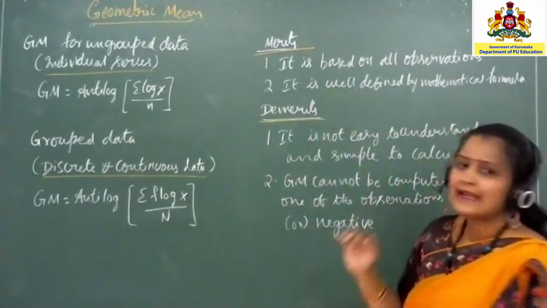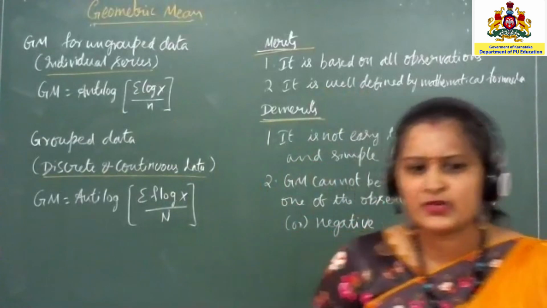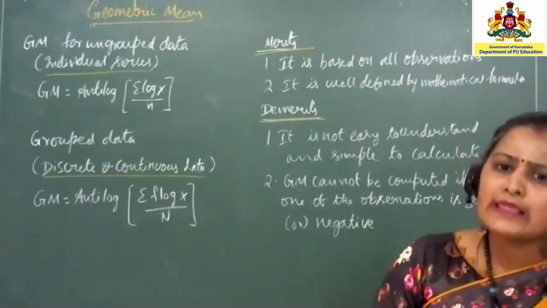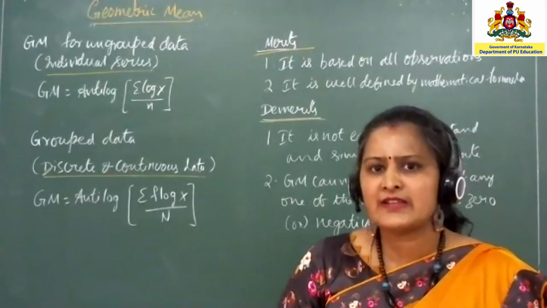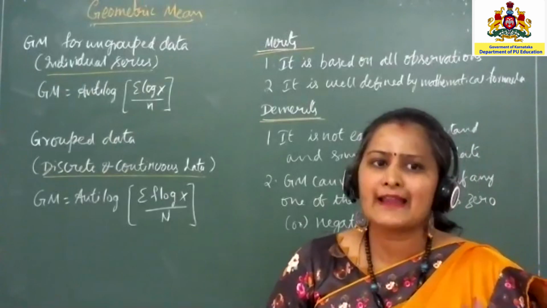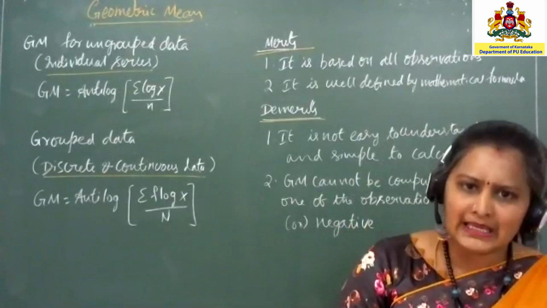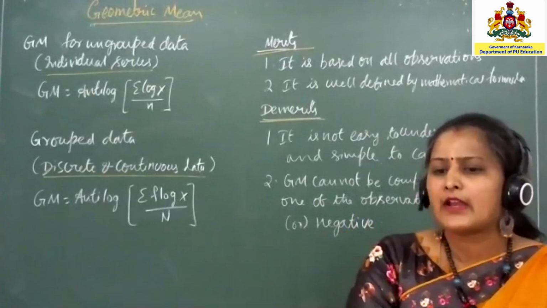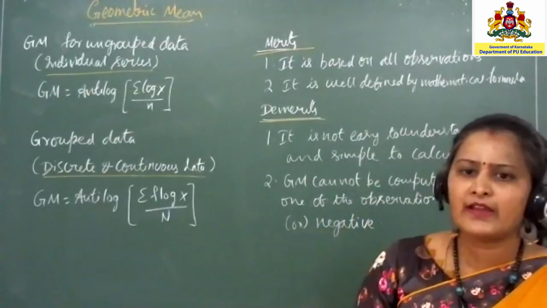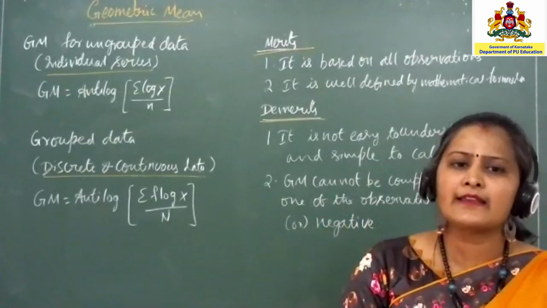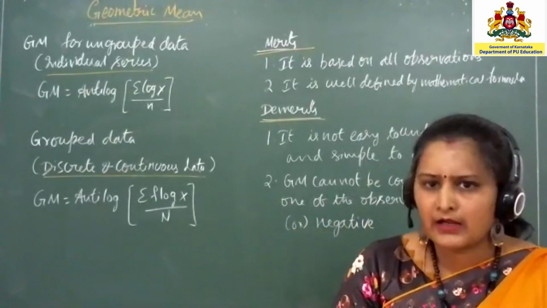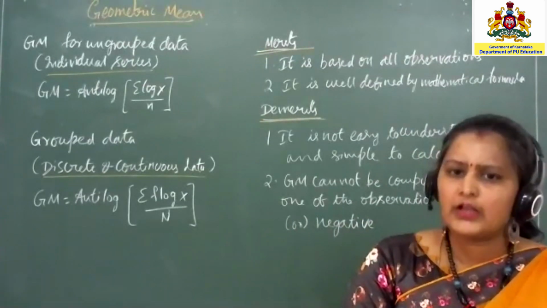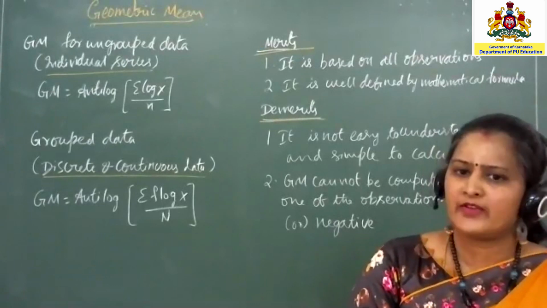What are the merits? It is based on all the observations. Whatever data we have, whether grouped or ungrouped, we consider all the observations in calculating the geometric mean. Apart from that, it is well defined by a mathematical formula. We are using simple formulas, as we just discussed, taking the logarithms and defining it with mathematical formulas. Those are the two merits of the geometric mean.